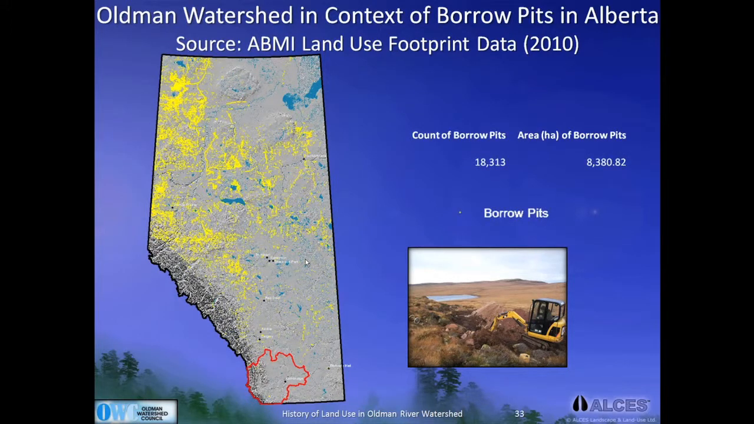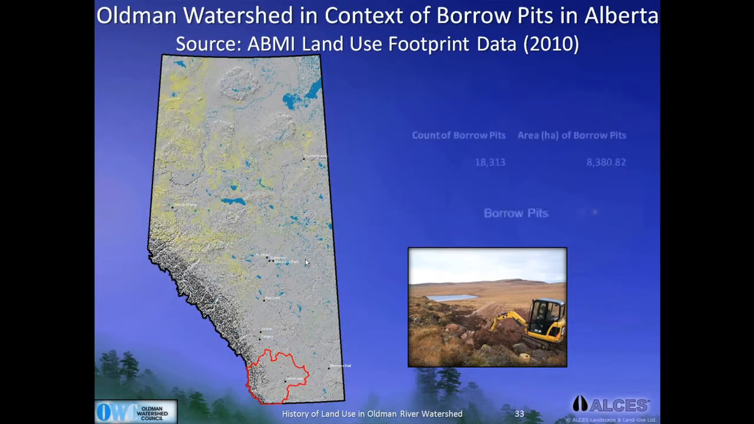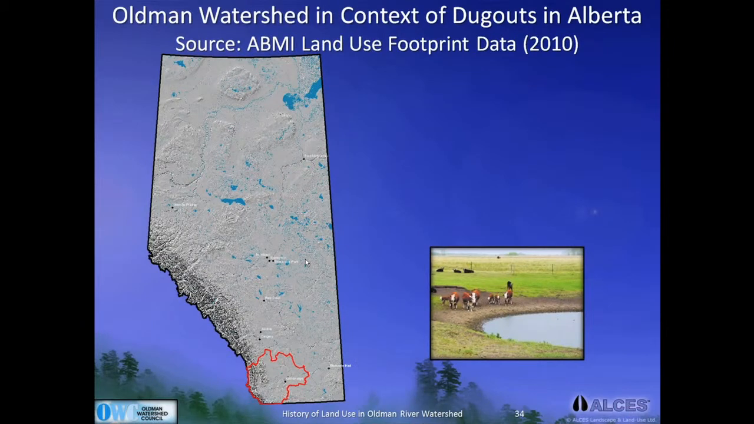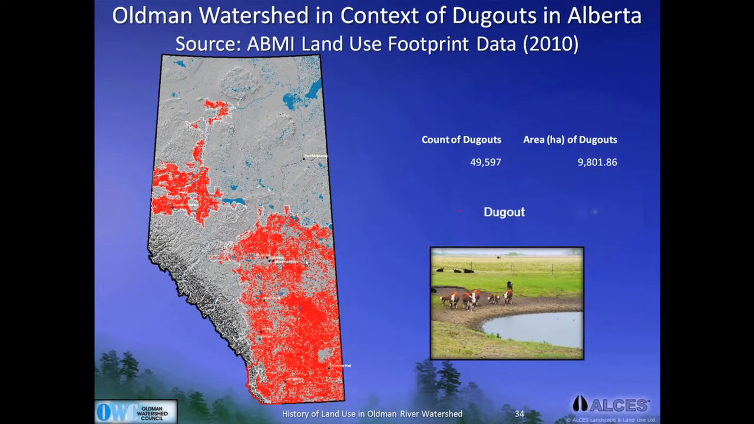If we then move on to borrow pits, which are shown here in yellow, there are some. These are basically small surface excavations where material is removed from one area to be used for another purpose. It can only be 100 meters down the road from wherever the excavation occurred. There's some 18,000 of these borrow pits in the province of Alberta, and some, but relatively few, in the Oldman Basin.